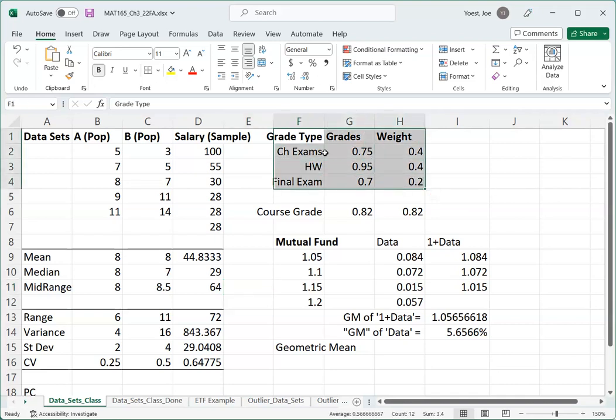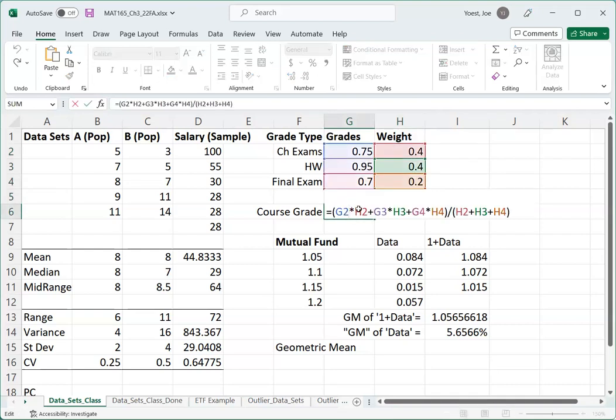So here's an example of weighted average where we have different grades along with their weights. And there are two ways we can compute this. We can compute this the long way, where I take grade 1 times weight 1 plus grade 2 times weight 2 plus grade 3 times weight 3, divided by the sum of the weights.